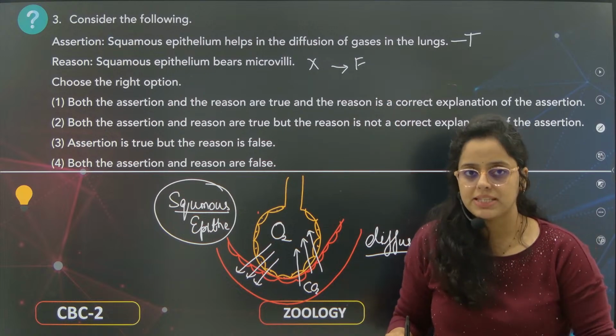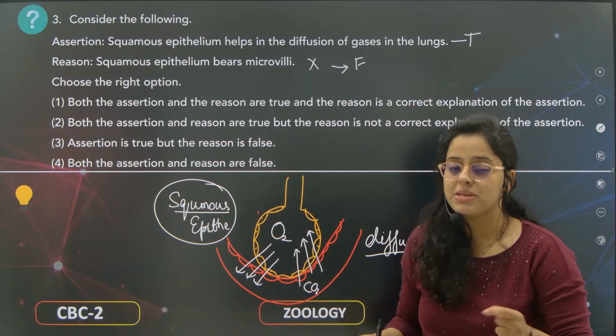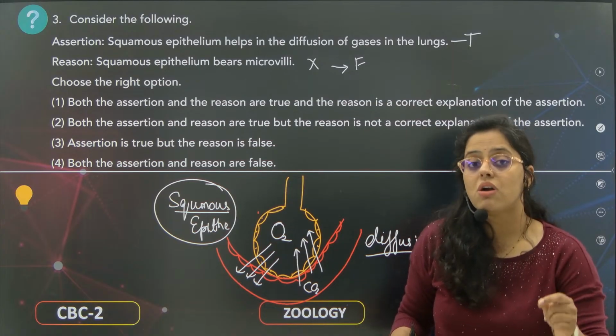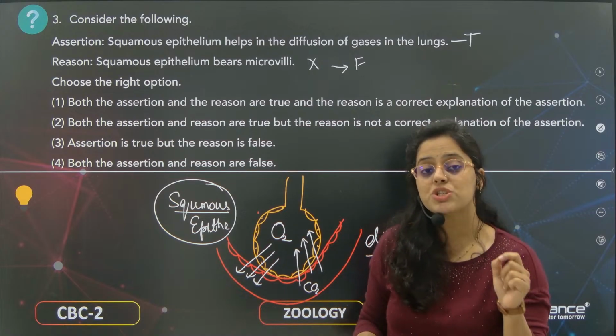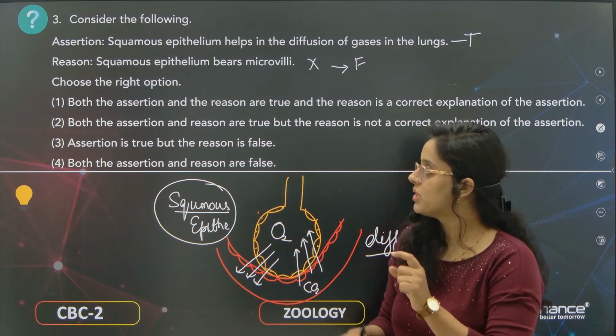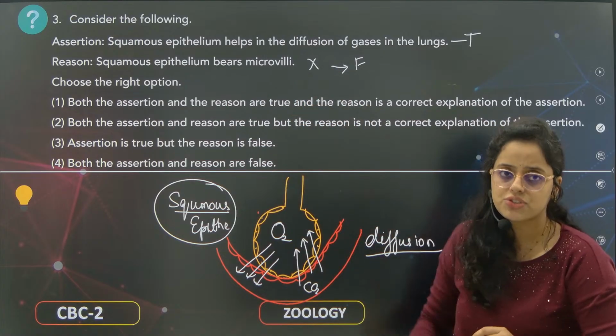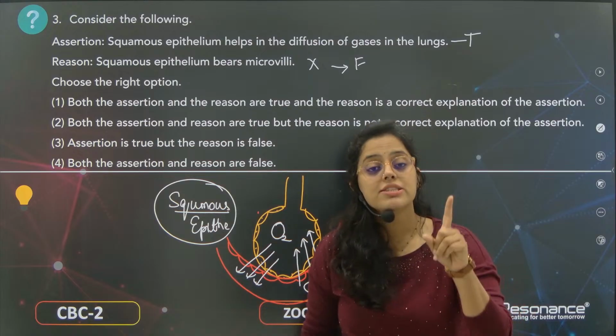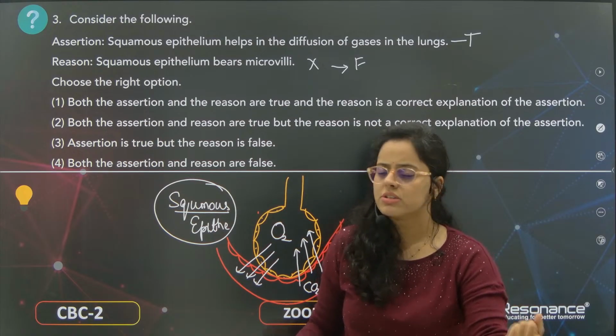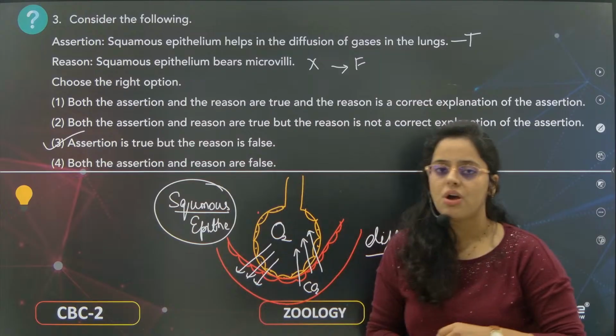Whereas columnar epithelium or cuboidal epithelium may bear microvilli, then they are called brush border, or ciliated epithelium. So this statement is wrong and the assertion is true. So choose the right option. If you see the third option, assertion is true, reason is false. Simply you have to go with the third option.